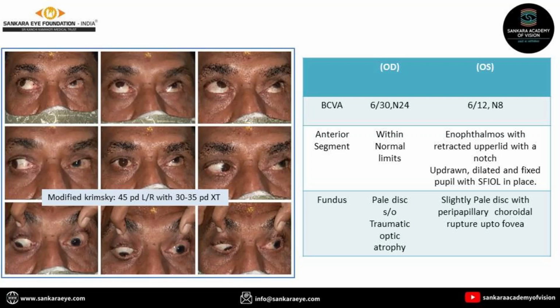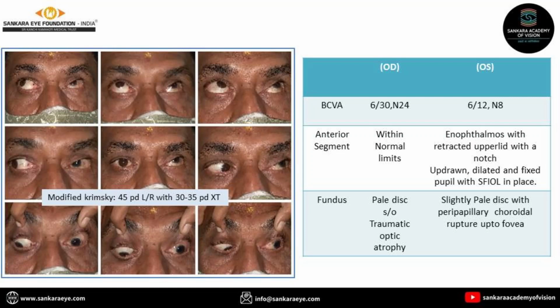Examination showed a best corrected visual acuity of 6/30 N24 in the right eye and 6/12 N8 in the left eye. The ocular movements showed limited adduction and limited depression in the left eye, with a primary position of a left hypertropia and a left exotropia, measuring around 45 prism diopters of L/R with 30 to 35 prism diopters of exotropia.